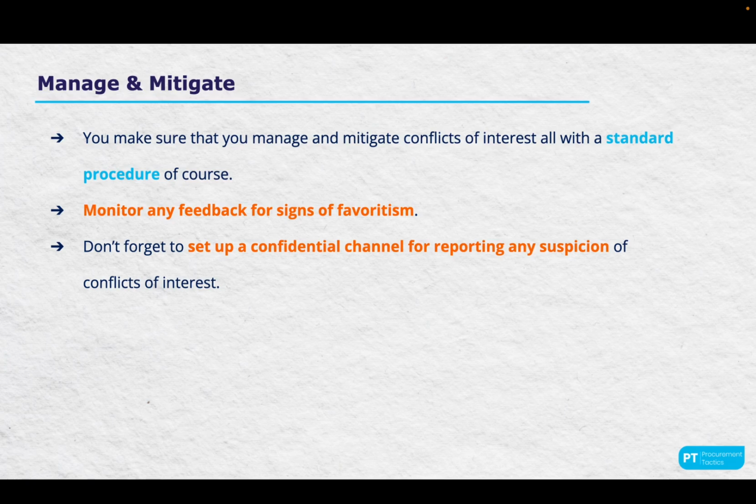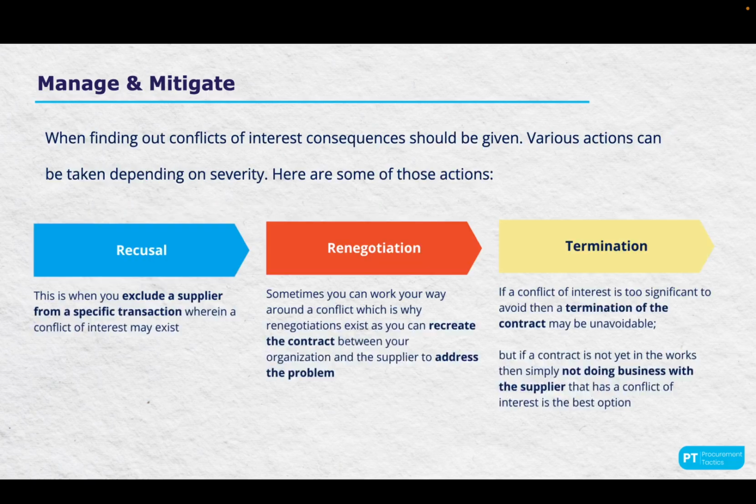When conflicts of interest are identified, then immediate action should be taken to minimize risks. Investigations and implementation of corrective measures can be taken. When finding out about a conflict of interest, consequences should be given. Various actions can be taken depending on the severity. Here are some of those actions.